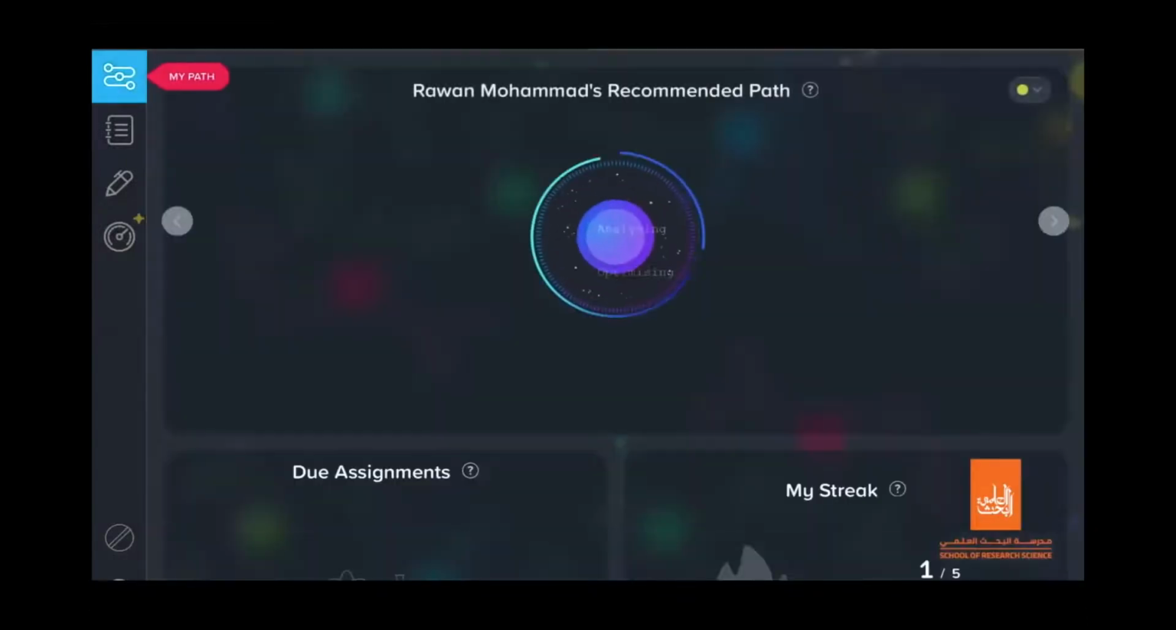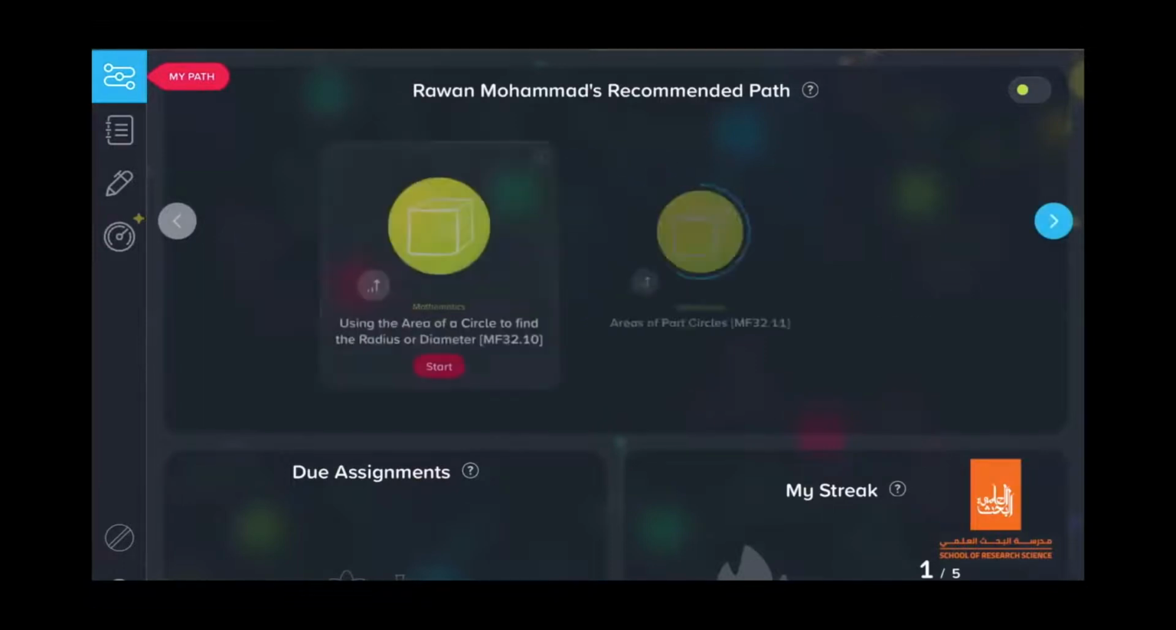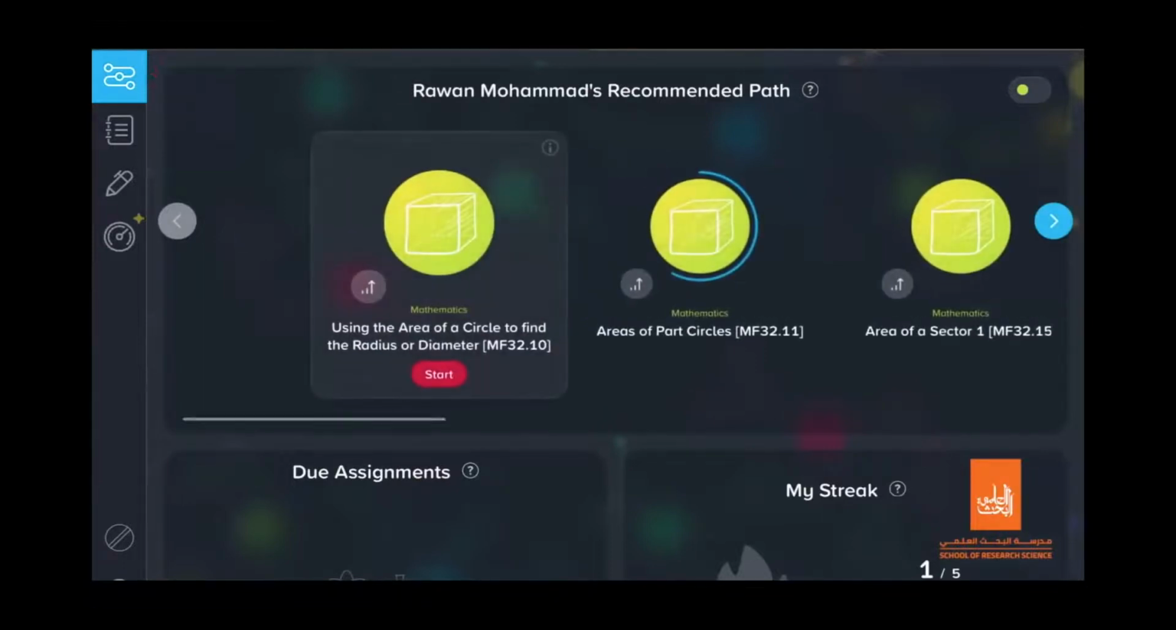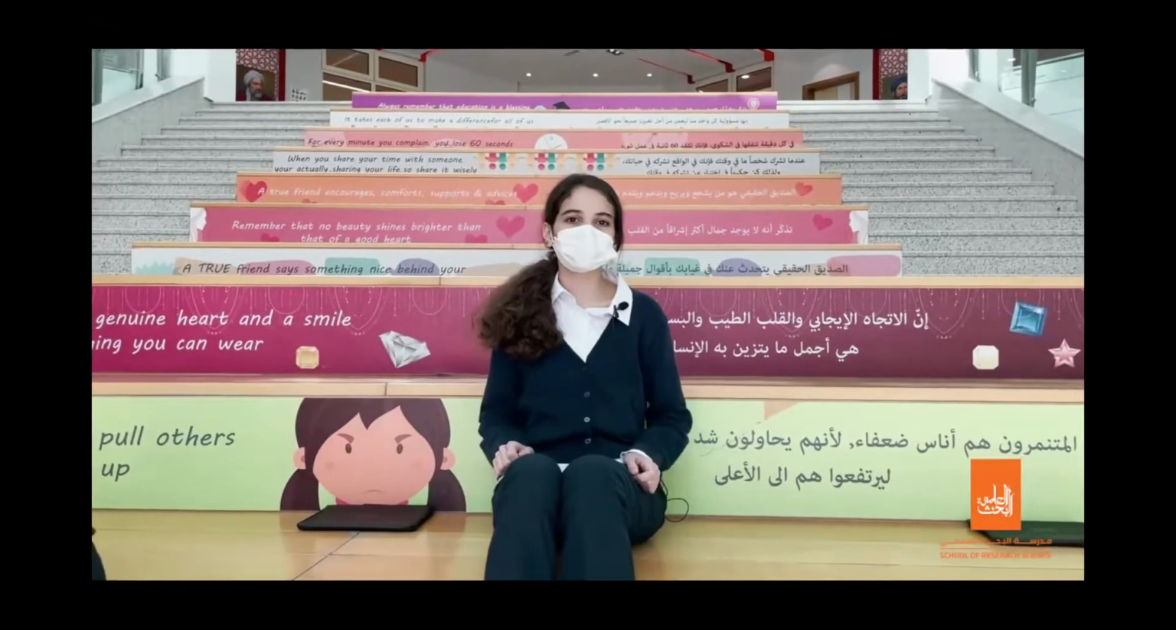This is all we've got for you today, and we hope these striking functions are enough to show you how spectacular an app Century is, and thank you. All in all, Century is a life-changing app.